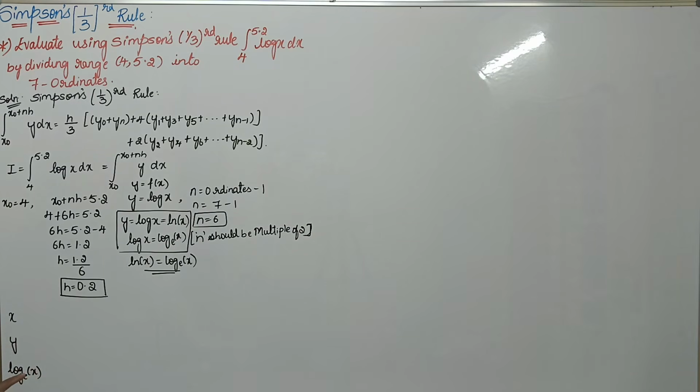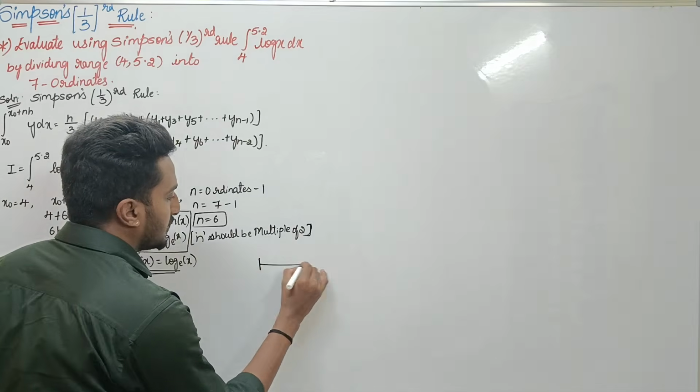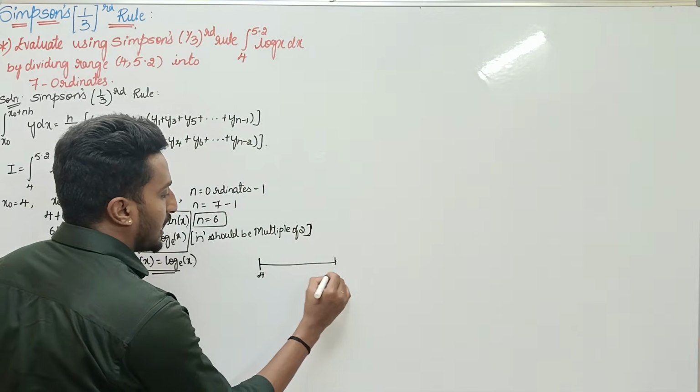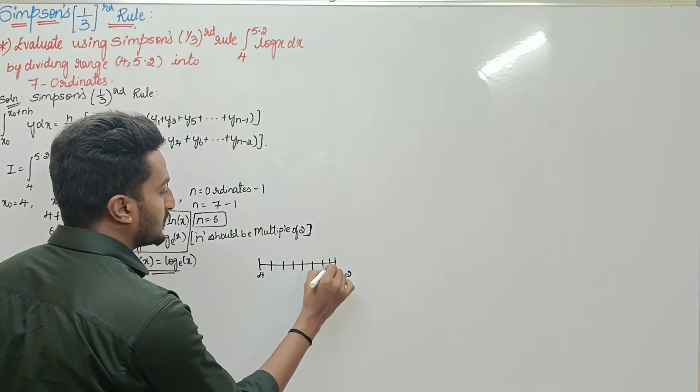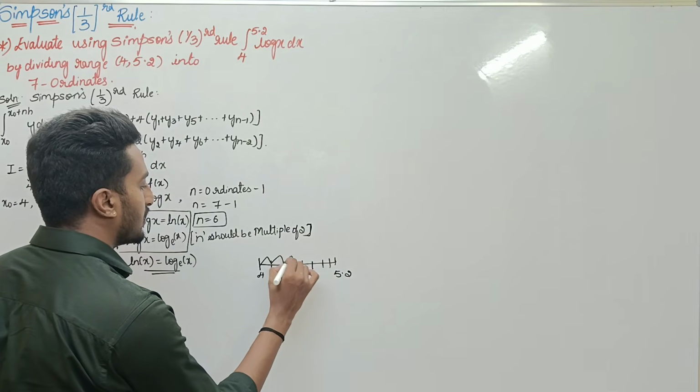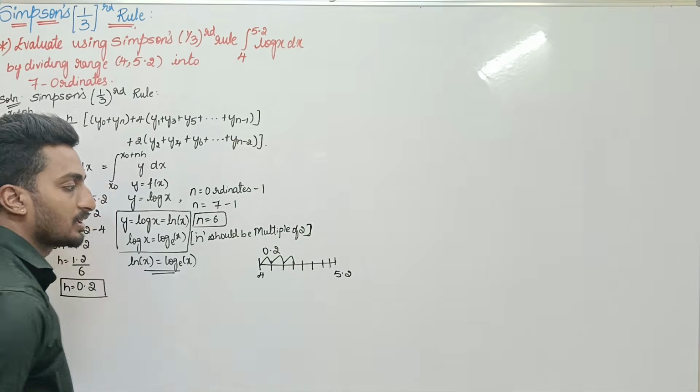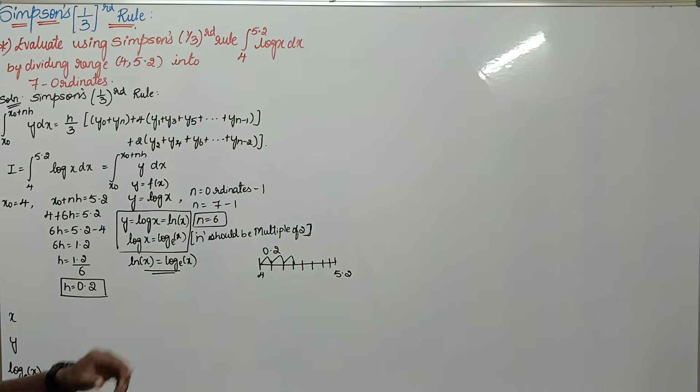Corresponding to that interval, I need to represent the log, the value of y, that is log base e of x. Now we are going to represent the equation. This is the leading interval. I need to consider the interval starting from 4 and ending at 5.2. In between, I need to represent the interval so that the common difference is 0.2. But the ordinates should be 7, the intervals should be 6. How? Now let us see.